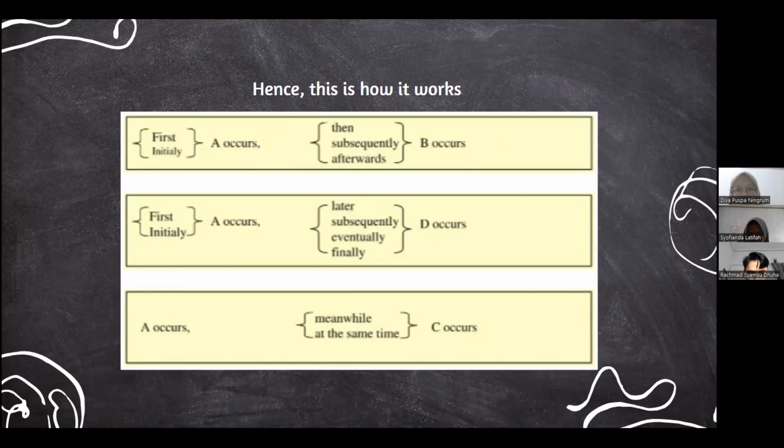And then for the last one, A occurs, and there are two words that you can use: meanwhile, and at the same time. This is when both things are happening at the same time. For example, A occurs, meanwhile C occurs. A terjadi di saat C terjadi. This is the same time. At the same time is also the same as meanwhile.